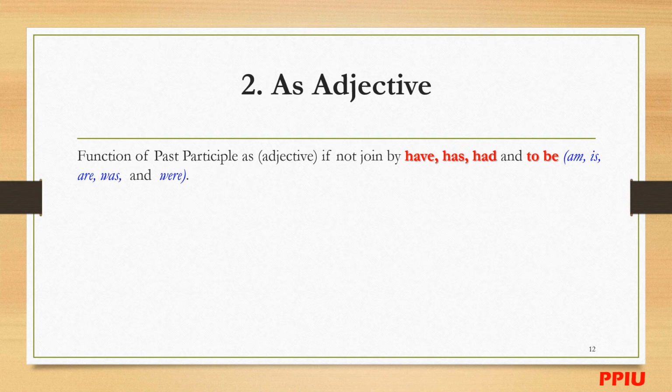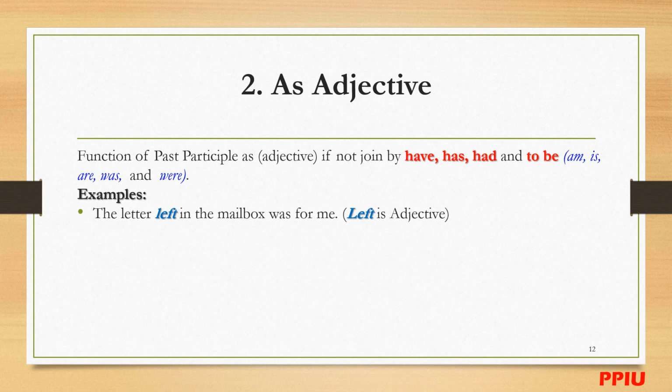Okay, the function of the participle as an adjective: if it is not joined by have, has, had, or to be (is, was, or were), then it acts or functions as an adjective. Example: the letter left in the mailbox was for me. So "left" in here is an adjective.